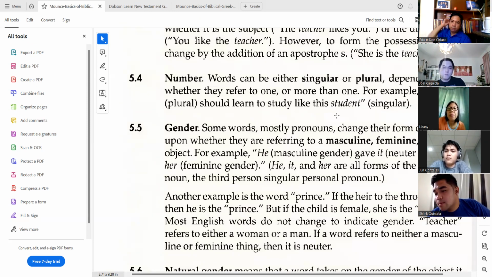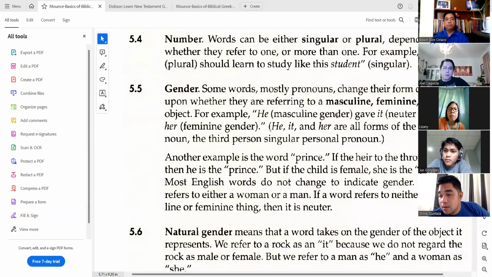Anyway, so the number words can be either singular or plural, and this greatly affects the sentence. It's whether it's just one person or many, or in a plural form. That's the idea. Gender, 5.5. So earlier we said case, number, and then gender. Number is whether singular or plural. Gender is whether it is masculine, feminine, or neuter.